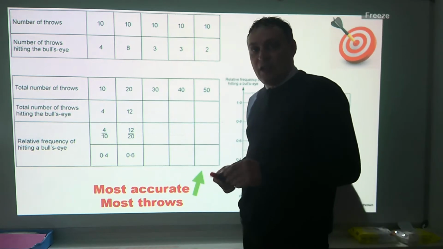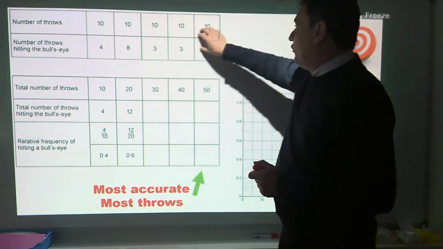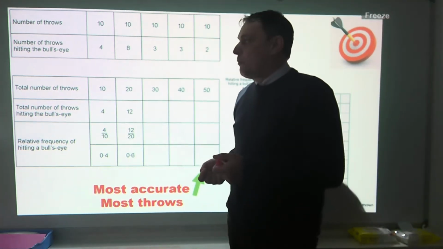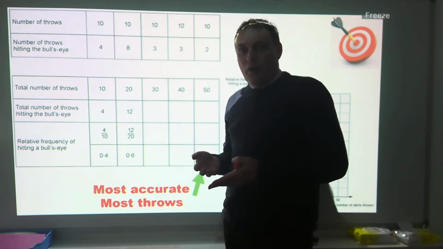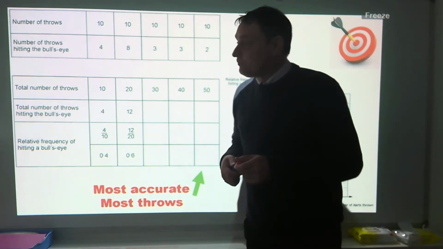So as you can see, the results go up and down. It's only by doing these 5 batches, or possibly even more and more and more, that you can get an accurate sort of prediction about what the average score of hitting the bullseye would be for that particular person.